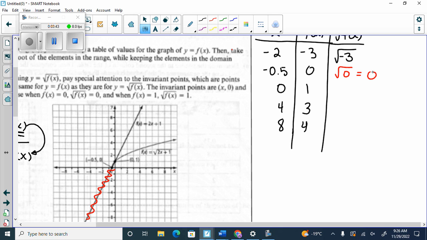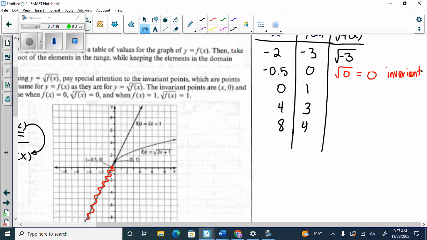It stayed the same. Do we agree? So this stayed the same. What happens when points stay the same and do not change? What are they called? Invariant. So that's one of our invariant points, right? What other y will become invariant? What other y, when I take the square root of it, stays the same? 1. So on this 2.2 lesson, whenever I take the square root of a full function, when y equals 0 and y equals 1 is where I'm going to find my invariance.